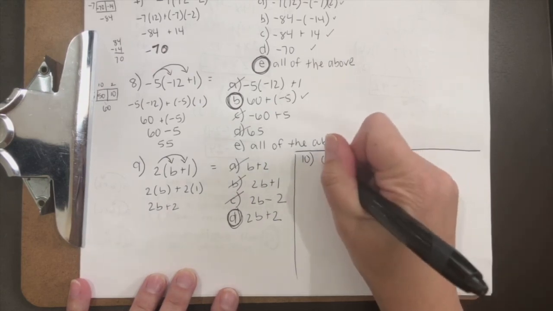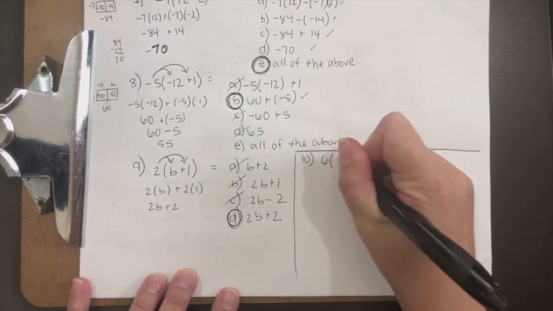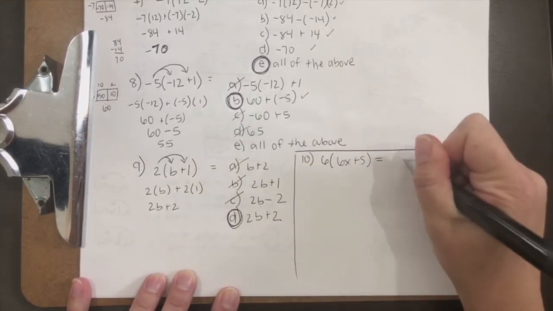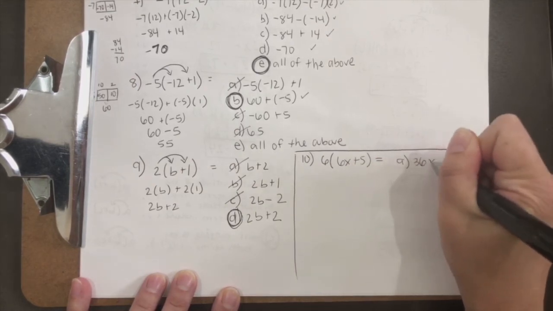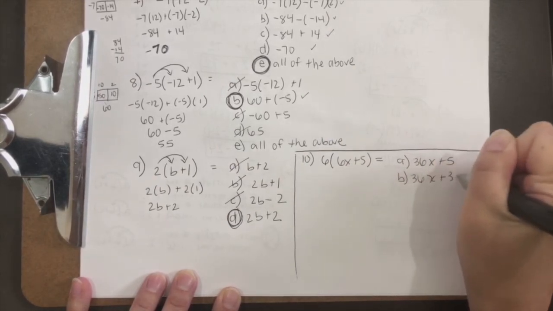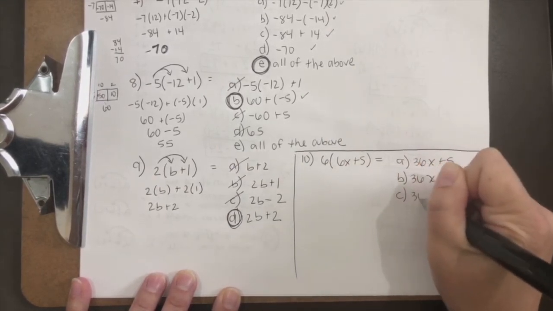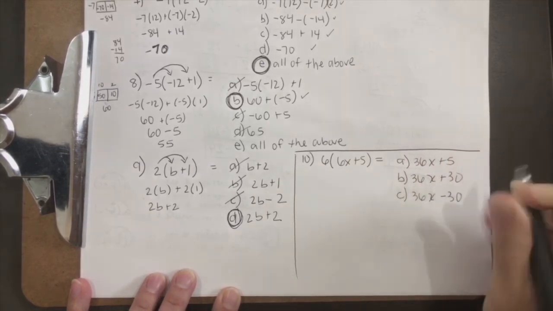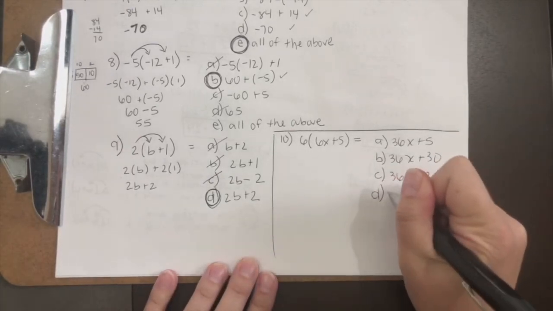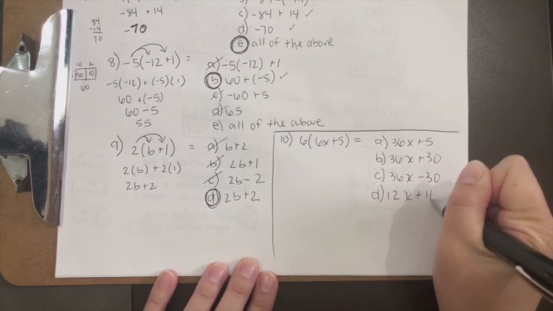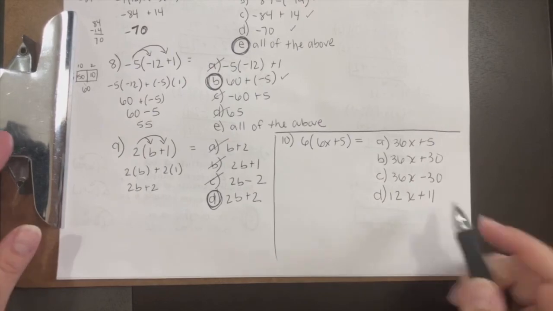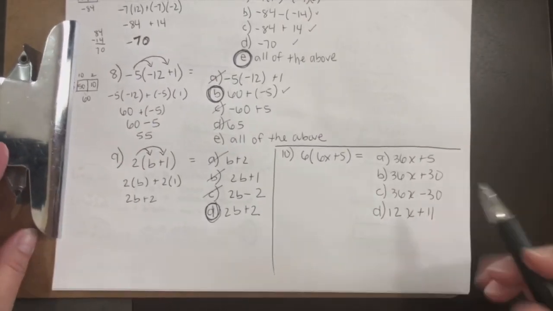All right, number 10. 6 times the parentheses 6x plus 5 is equivalent to A, 36x plus 5, B, 36x plus 30, C, 36x minus 30, or D, 12x plus 11. That's kind of funny. They're all so different. Okay, so let's go ahead and distribute.